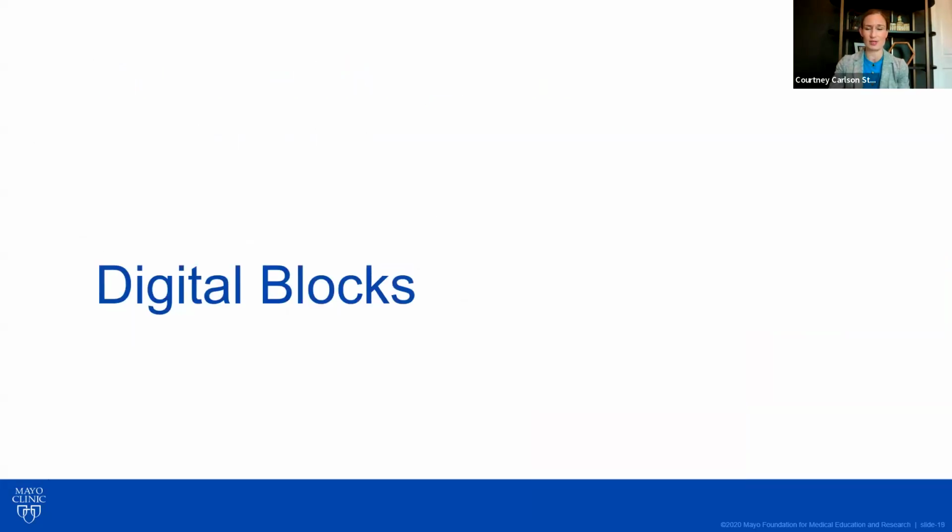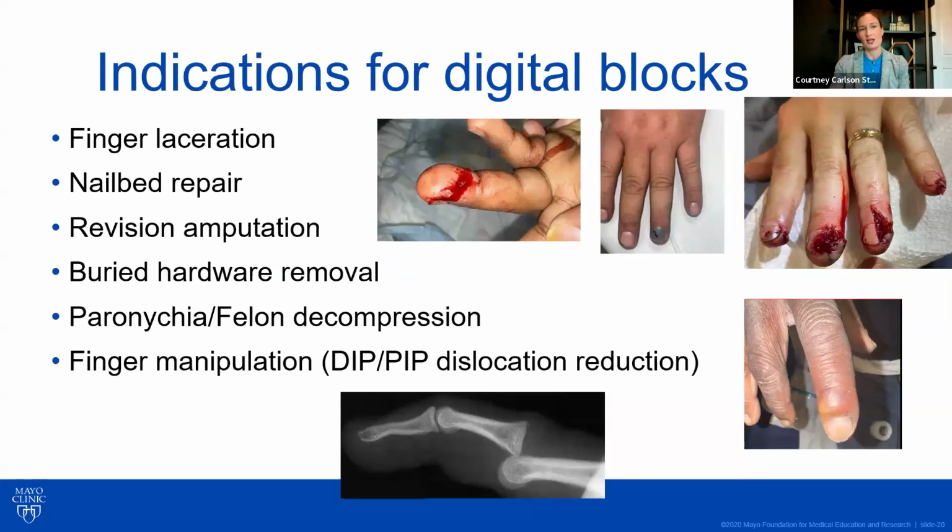And then the last thing I want to talk about is digital blocks. Indications for digital blocks: there's a whole bunch of things you can do in the office for patients if you're able to do a good digital block. You can do laceration repairs, nail bed repairs, even revision amputations. If someone has buried hardware or a foreign body, you can get those out. If they present to clinic with infections such as a paronychia or felon, you can get those decompressed. Or if they present with a DIP or PIP dislocation, with a good digital block, you can often get these reduced under fluoroscopic guidance.